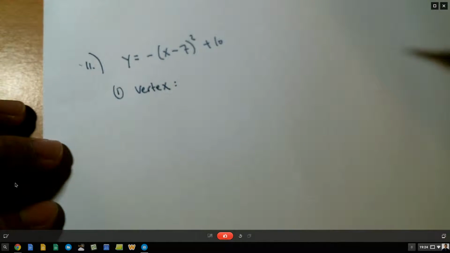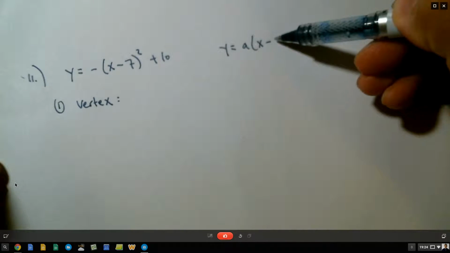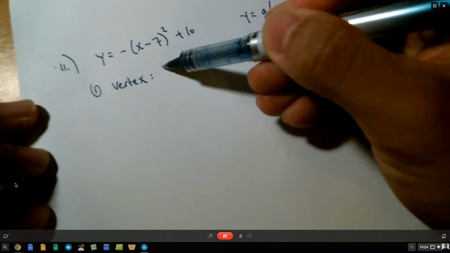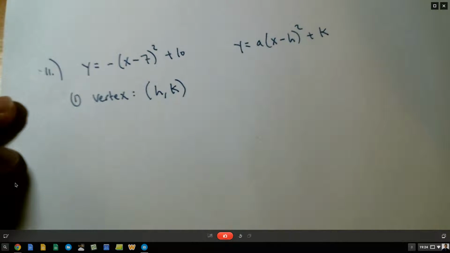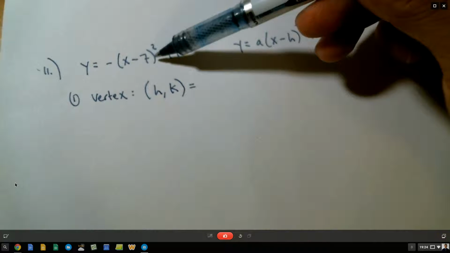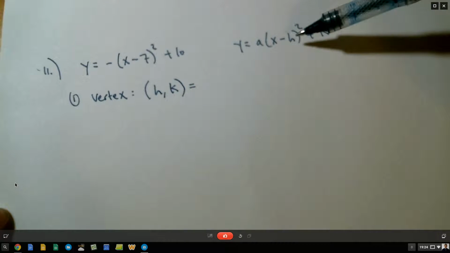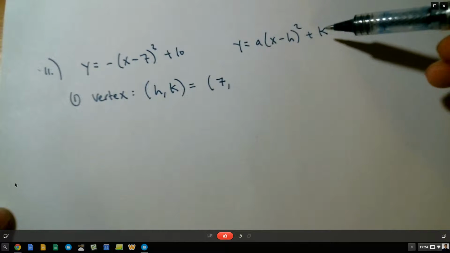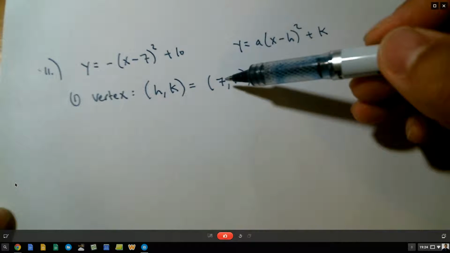And what is our vertex? Remember the general form for vertex form is y is equal to a (x minus h) squared plus k. And our vertex for the vertex form is just h and our k value. So if we compare the general form to the equation that we have, notice that x minus h, x minus 7. So our h value is actually 7. And what is our k value? It's 10. So we have our vertex. The point is at 7, 10.